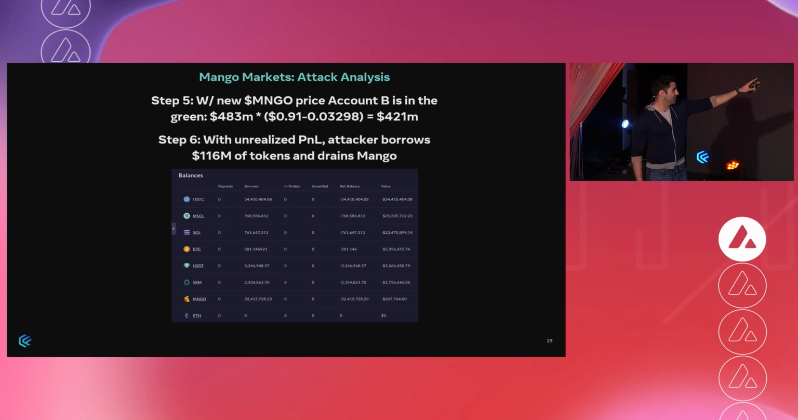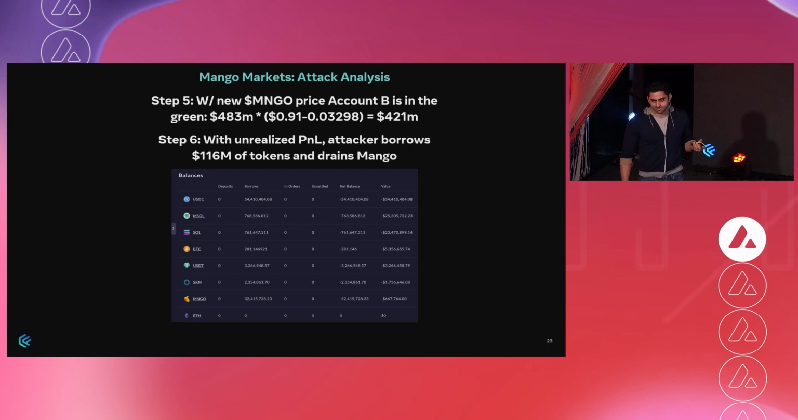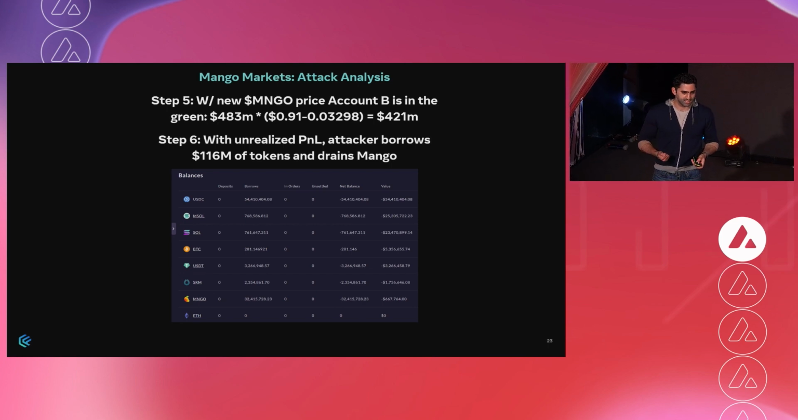His unrealized P&L is about $421 million after the pump. And he uses this unrealized P&L to borrow assets from the Mango Markets protocol, essentially draining it of all high-quality collateral.